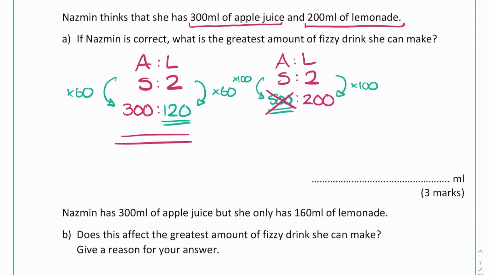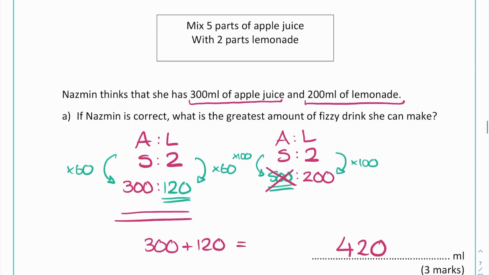So if she is correct, she can have 300 ml of apple juice, 120 ml of lemonade, and together 300 plus 120 would give her 420 millilitres of the fizzy drink that she's going to make. So there we go, a little bit of a different kind of question there.